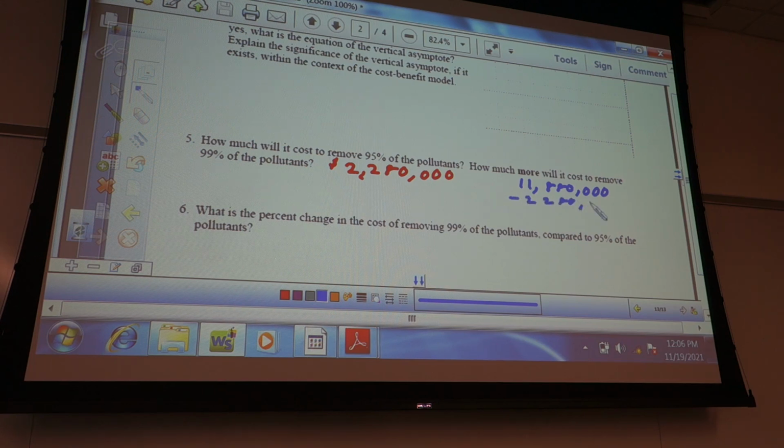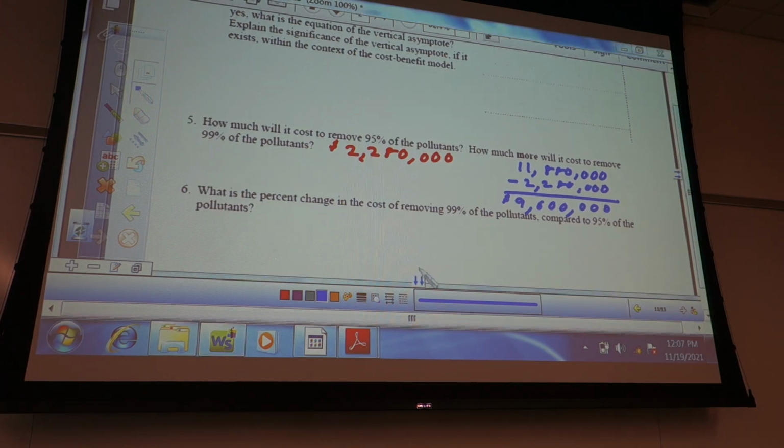So 11,880,000 minus 2,280,000. If I subtract them, I'm going to get $9,600,000 to just go from 95% to 99%. That 4% cost me that much. That's insane.